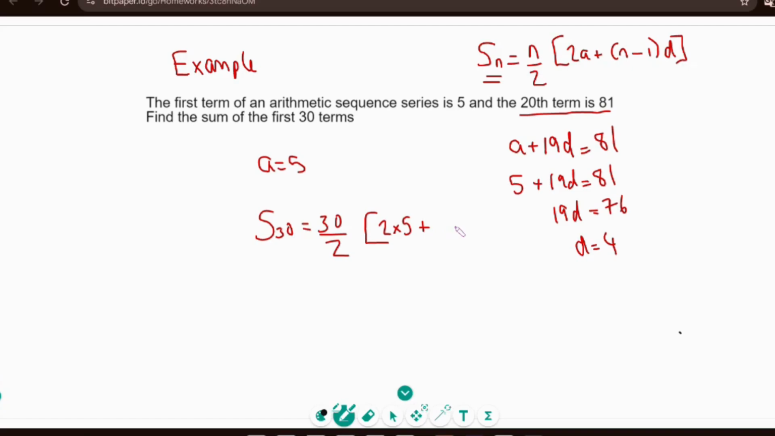N minus 1, n is 30, 30 minus 1 is 29. Work out the bit in brackets. 126 times it by 15, 1,890.